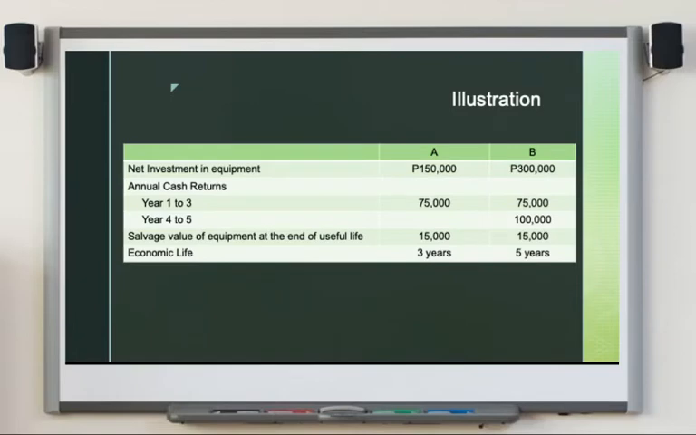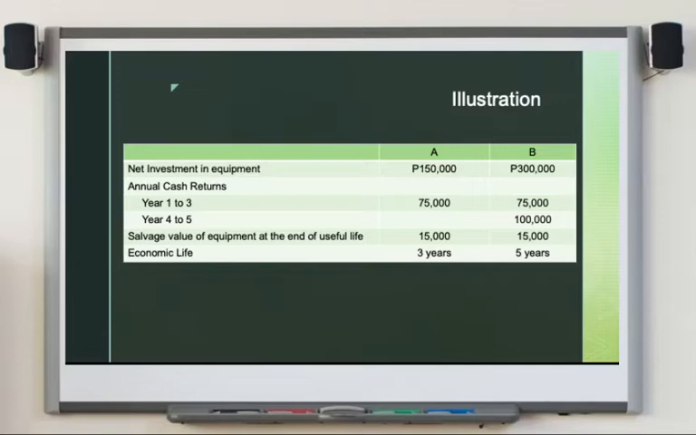Okay, so for example, we have here two capital investment proposals. The initial investment for proposal A is 150,000, and the initial investment cost for proposal B is 300,000. So, you are not required to compute. The net investment is already given, and that is 150,000 and 300,000.